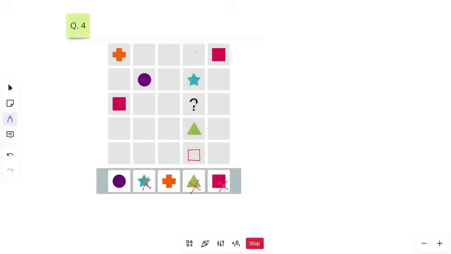So question mark cannot be replaced with square, that is for sure, because square is going to come in this last place. Now we have only two options with us, that is circle and plus. So see, circle can fit in both places. Okay, as such there is no problem as of now. But if you see, plus cannot go there.